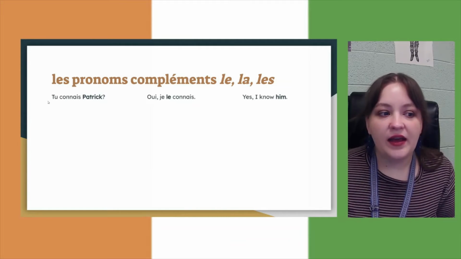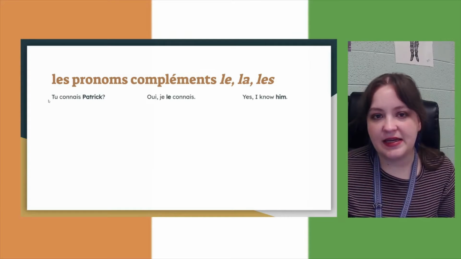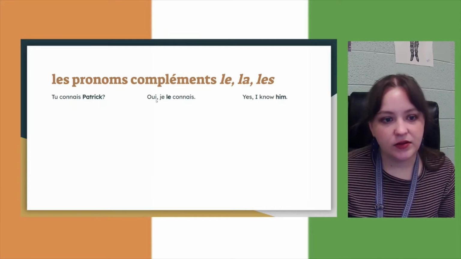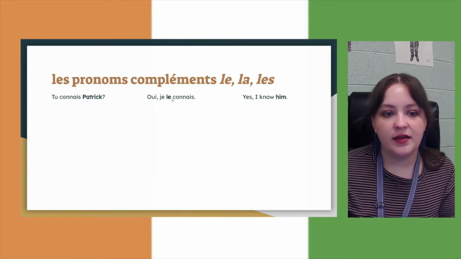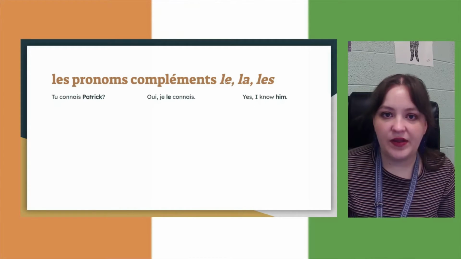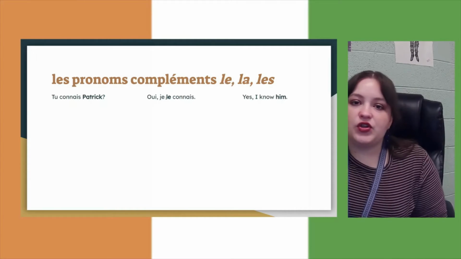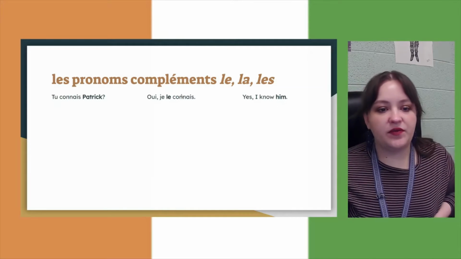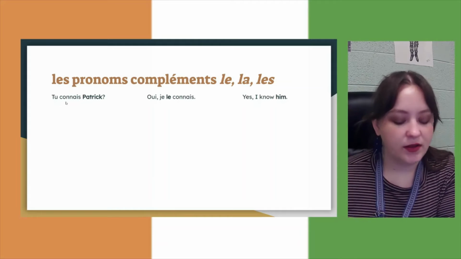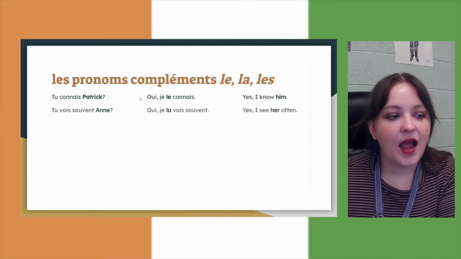For example, I could ask, tu connais Patrick? Do you know Patrick? I could answer, oui, je le connais. Yes, I know him. Okay, so the direct object pronoun that means him is le. Je le connais. And just like me, te, nous, and vous, le goes right before the conjugated verb in the sentence. Well, it's not always, sometimes it's an infinitive. We'll get there.